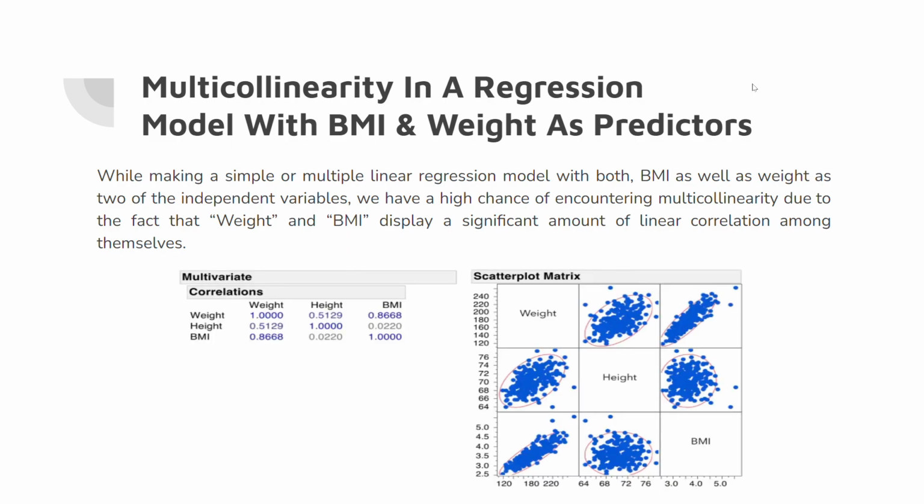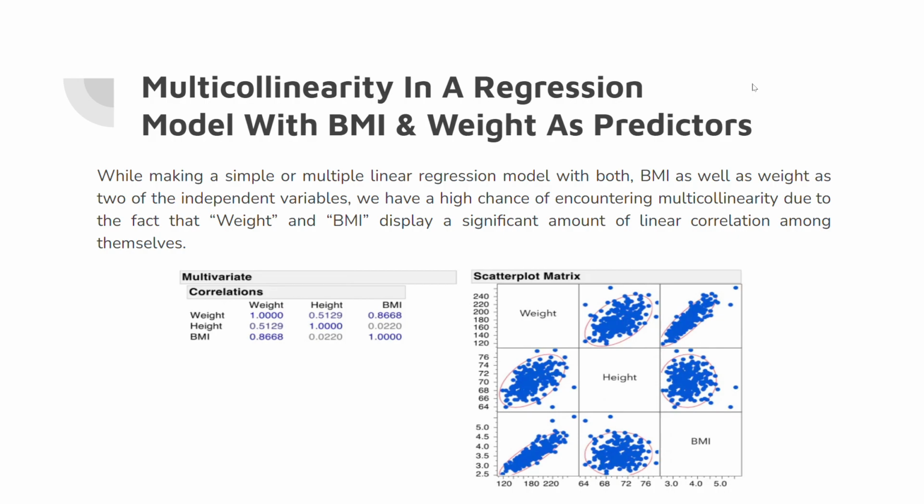One example of how multicollinearity can occur is when developing a regression model with cholesterol as the target variable and using both BMI and weight as predictors. BMI is a function of weight and height, and using weight and BMI as predictors can result in high correlation between the two variables, leading to multicollinearity.